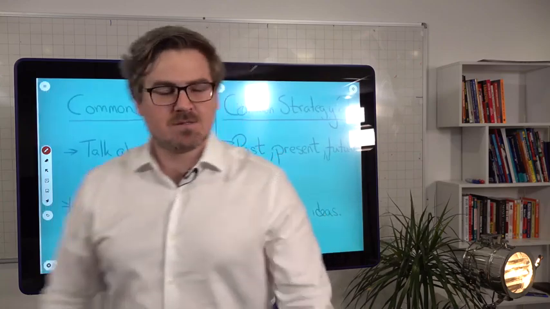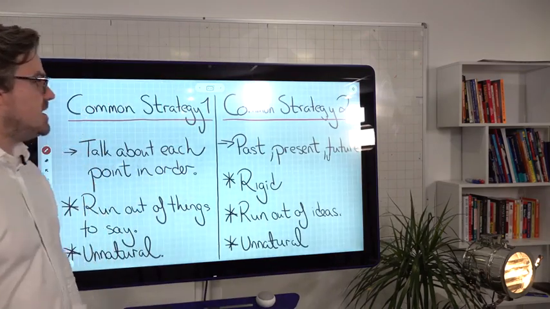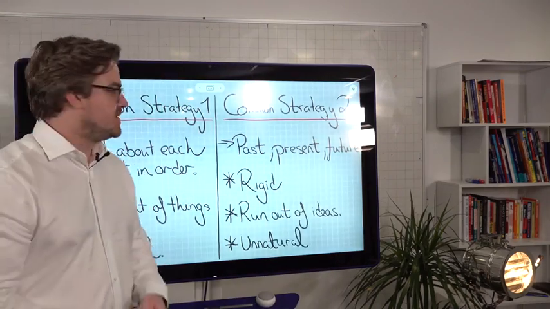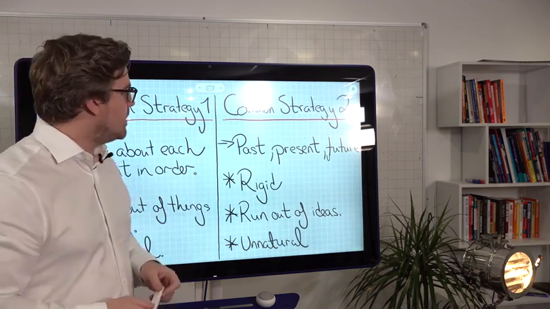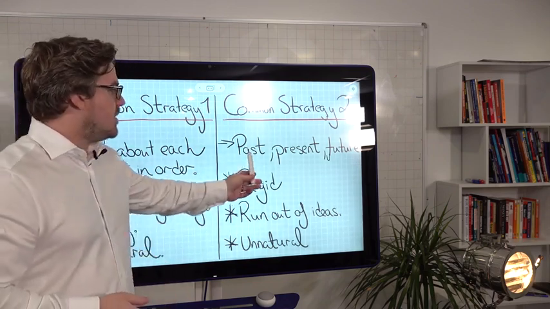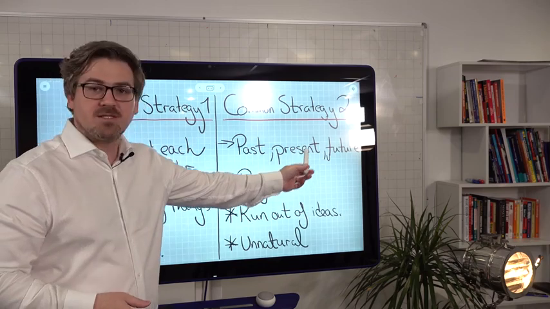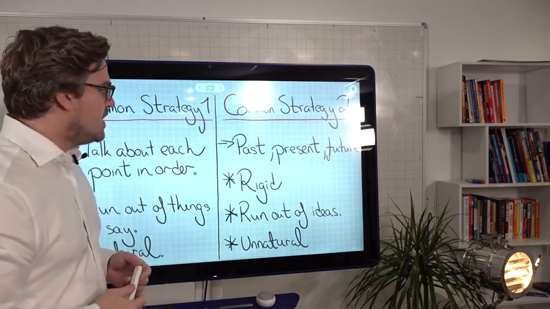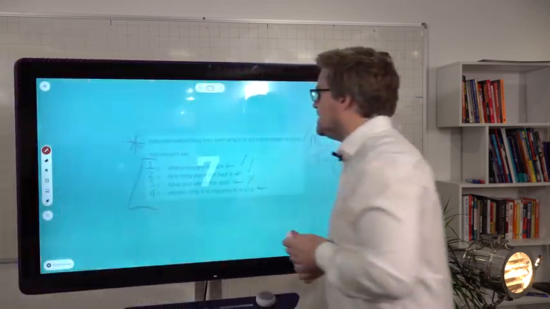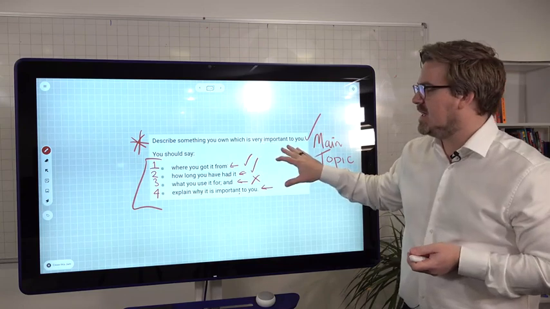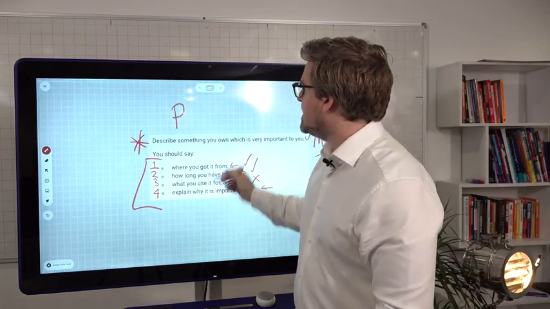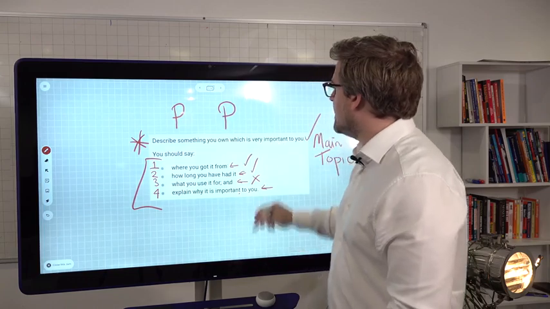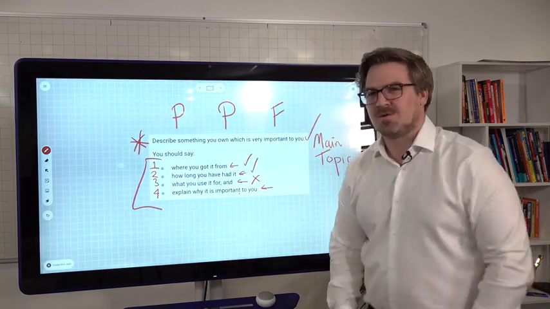The second popular strategy, which you will see a lot, has been around for years and years. I first saw this nearly 10 years ago in a book, which is to talk about the past, then talk about the present, and then talk about the future. So what you would do is look at these, think about something about the past and talk about it, and then talk about the present, and then talk about the future.